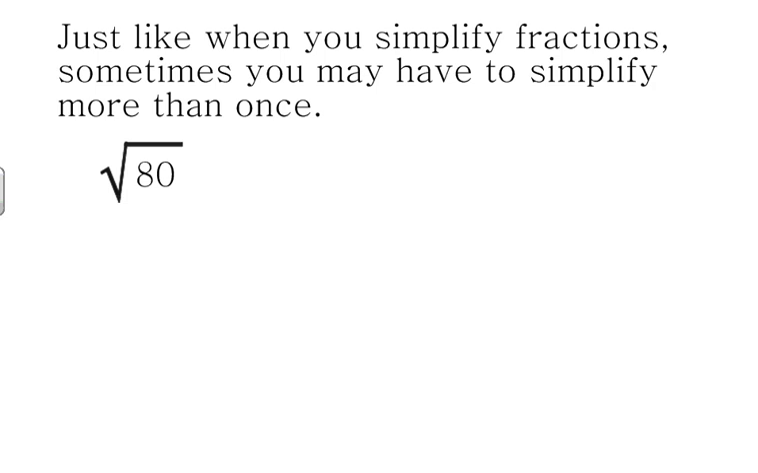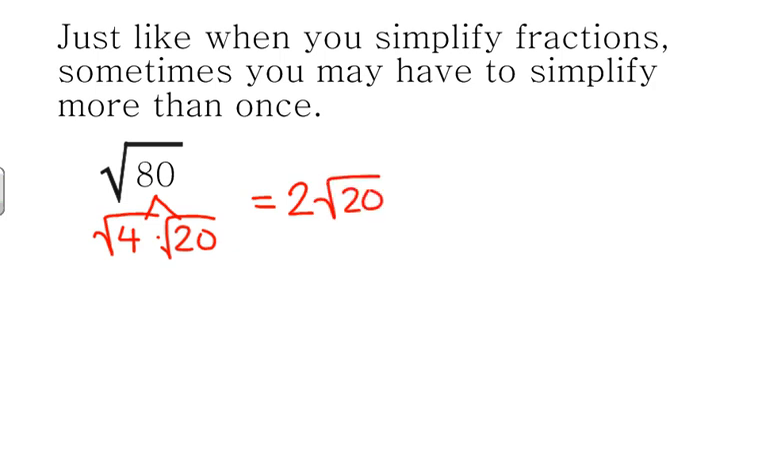And just like when you simplify fractions, sometimes you may have to simplify more than once. So let's say I'm working with the number 80. And I think to break down 80 using 4 and 20. 4 times 20 is 80. This is good because the square root of 4 is 2. And the square root of 20 I don't know, because it's going to be one of those irrational numbers.